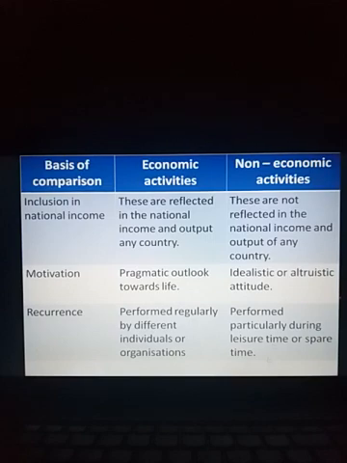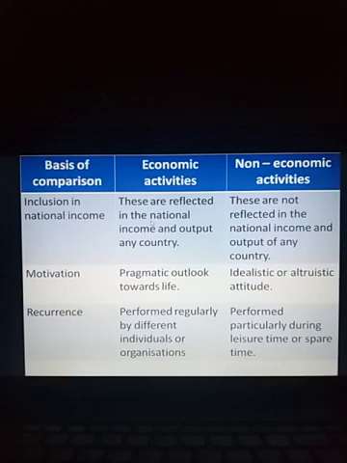Then come to the other side, non-economic, performed particularly during leisure time or spare time. Remember, such selfless services are carried out by NGOs, that is non-governmental organizations, or any particular association or individuals or by a family member, clear, they may carry on such non-economic activity without any commercial motive, particularly at a particular time, let us say, or whenever they have spare time or leisure time, and this is not reoccurring always, but the economic activities, they are regularly occurring.